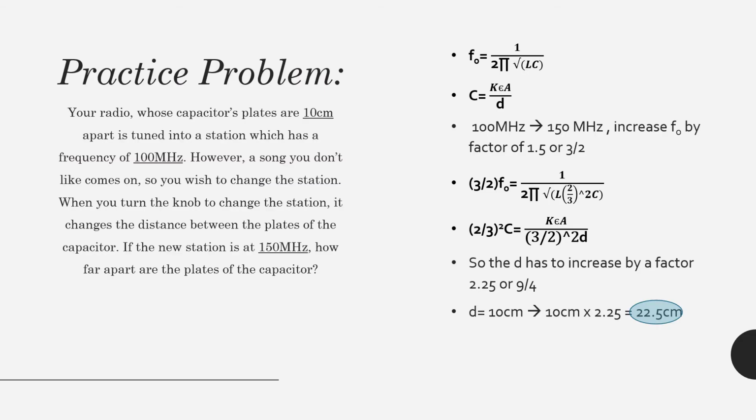Okay, so let's take a look at this practice problem real quick. It says your radio, whose capacitor's plates are 10 centimeters apart, is tuned into a station which has a fundamental frequency of 100 megahertz. However, a song we don't like comes on, so we're going to have to change the station, obviously. So when we turn the knob, changing the stations is actually changing the distance between the plates of the capacitor. So if the new station's at 150 megahertz, how far apart are the plates of the capacitor?